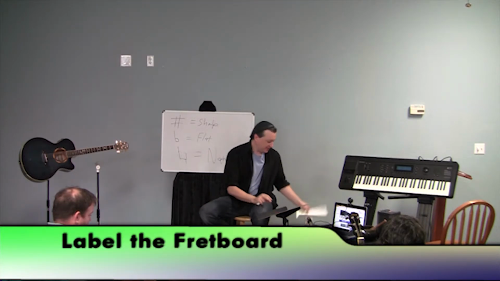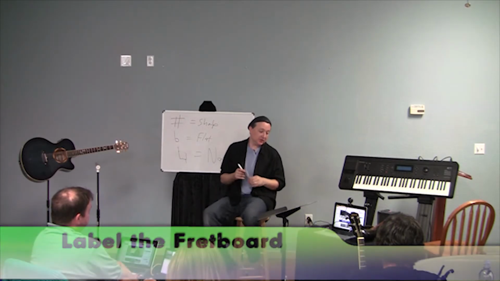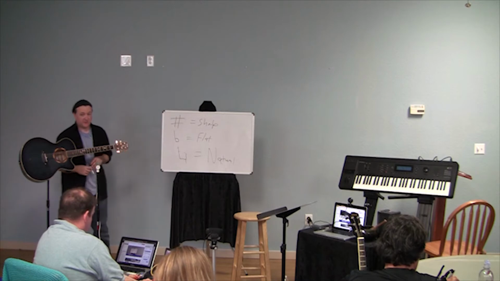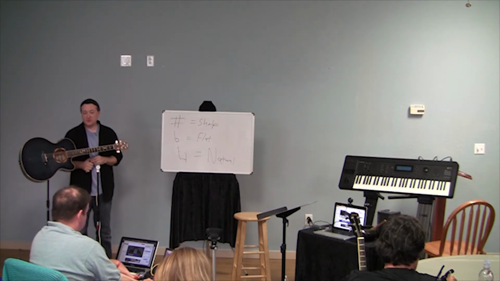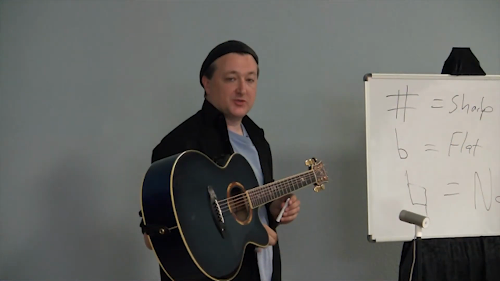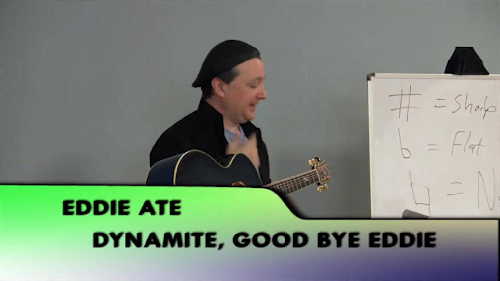Now for you guitar players, you're going to find there's still a couple of things in here that you probably haven't learned. Now we're going to label all the notes on the fretboard now that we understand what the sharps and flats are, and half steps and whole steps. Okay? Our phrase, let's say it together for the open strings, Eddie ate dynamite, goodbye Eddie.